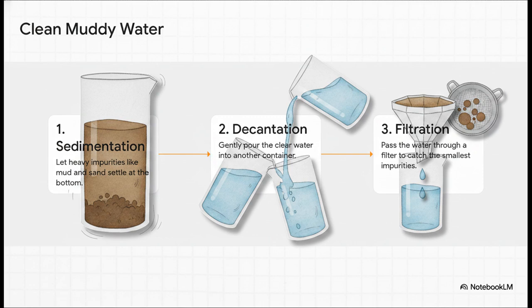First, we do sedimentation. We just let the glass stand still and all the heavy mud will settle at the bottom. Then we do decantation. We gently pour the clean water on top into another glass. But to get it really clean, we do filtration. We pass the water through a filter paper, just like your mummy uses a strainer for tea to catch even the tiniest bits of dirt.